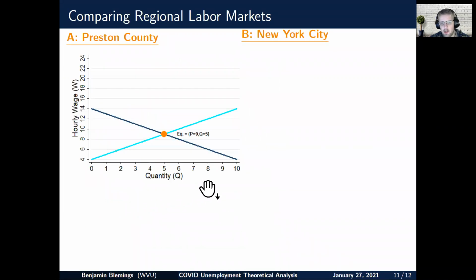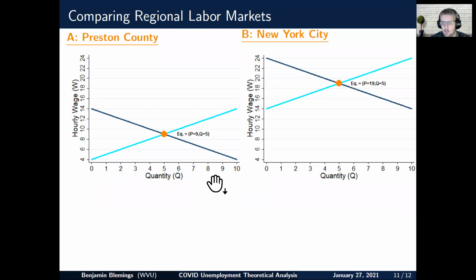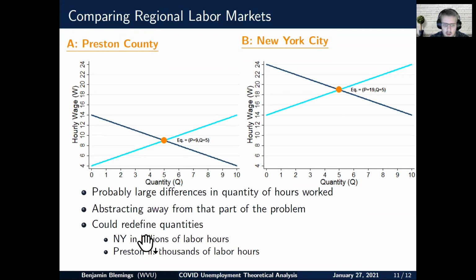So let's think about the Preston County labor market. Let's assume that it's perfectly competitive and that the price is equal to 9. Well, then the quantity, in say thousands of hours, is 5,000 hours. Whereas if we're in New York City, the supply and demand is just different there. And let's say that the price is 19 in equilibrium and the quantity is 5 million hours or something like that.